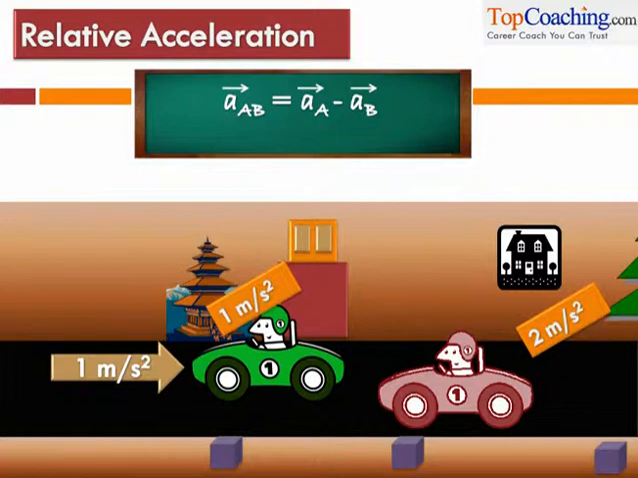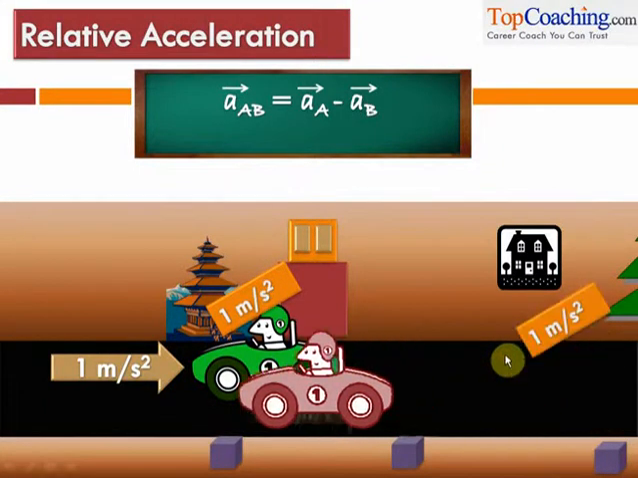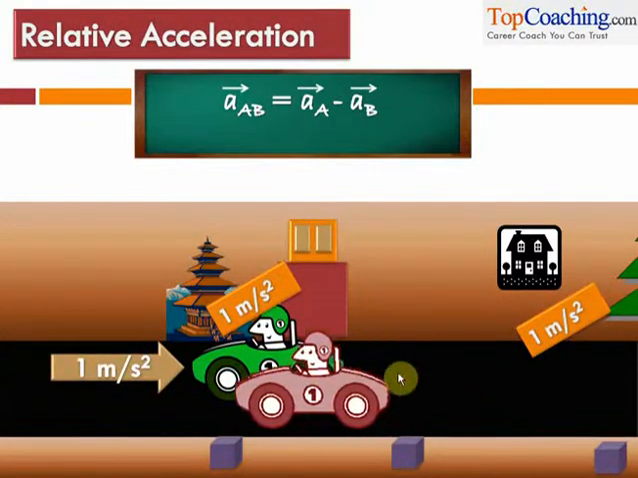To find that out, we'll put the green car at rest. The green car will be at rest when you add an opposite acceleration of 1 meter per second square, isn't it? Now, when you add 1 meter per second square in the opposite direction to the green car, you also have to add 1 meter per second square in the opposite direction to the red car. So now, the red car has a net acceleration of plus 2 minus 1, that is plus 1 meter per second square. So that is the relative acceleration of the red car with respect to the green car. Understood?